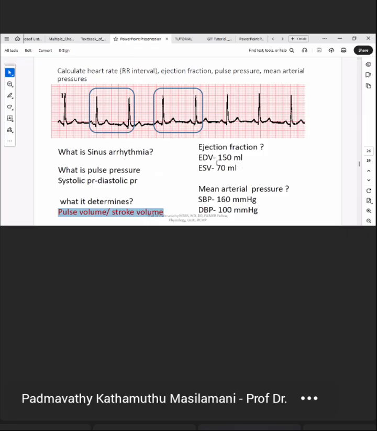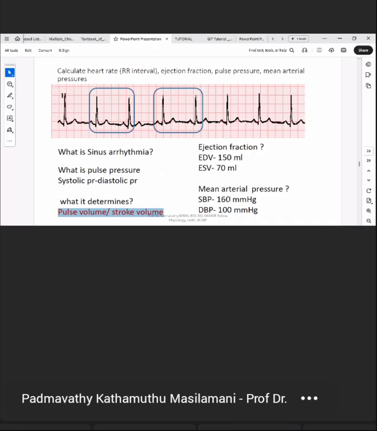Ejection fraction, as I just told you, is the ratio of stroke volume divided by the end diastolic volume, times 100. If you multiply that, you will get the ejection fraction. But the difference between end diastolic and end systolic volume is your stroke volume.